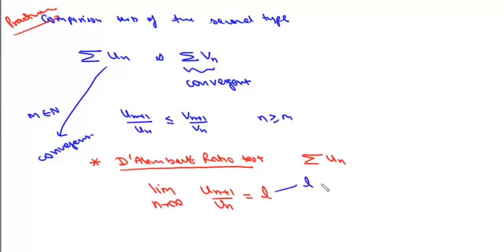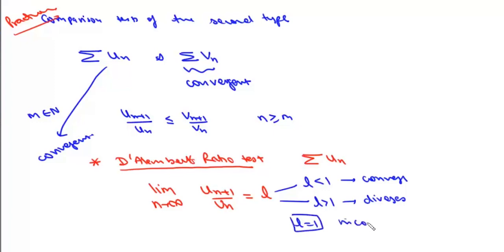Now if L is less than 1, then this series converges. If L is greater than 1, then this series diverges. And if L is equal to 1, then the test is inconclusive. This series, in case of L equals 1, can be either convergent or divergent.